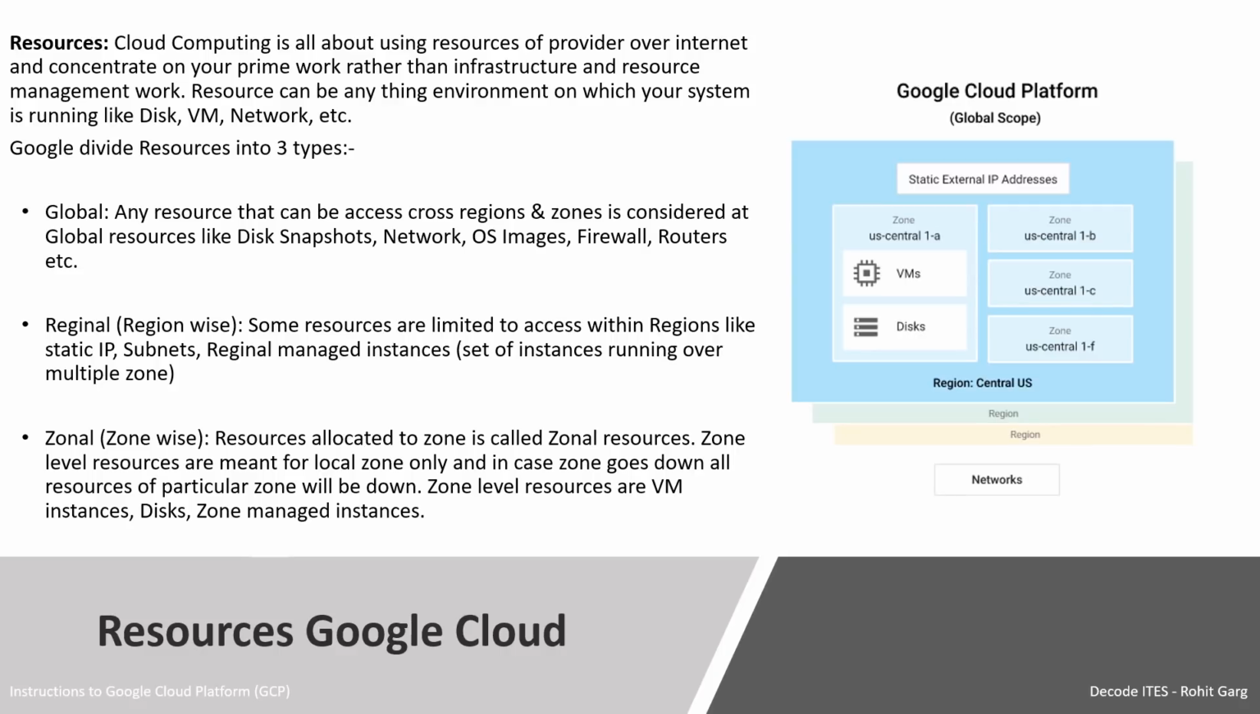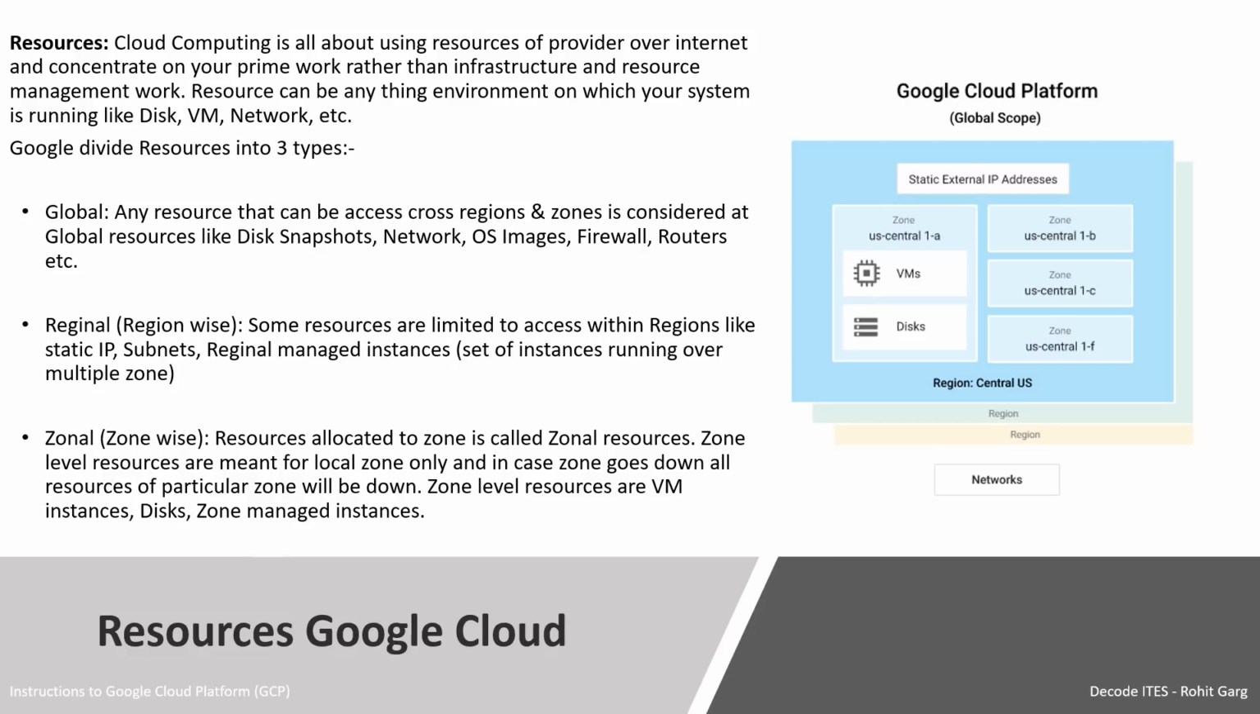Resources in Google Cloud. Cloud computing is all about using resources of a provider over the internet and concentrating on your prime work rather than infrastructure and resource management. Resources can be anything on which your environment works, like disk, CPU, VM, infrastructure, tools, network, etc. Google divides resources into three types. Global: any resource that can be accessed across regions and zones is considered a global resource, like disk snapshot, network, image, firewall, routers, etc.